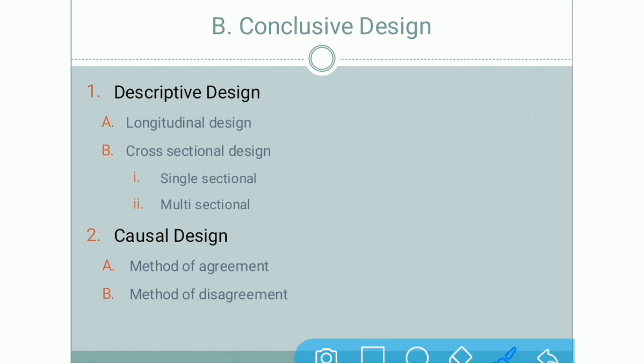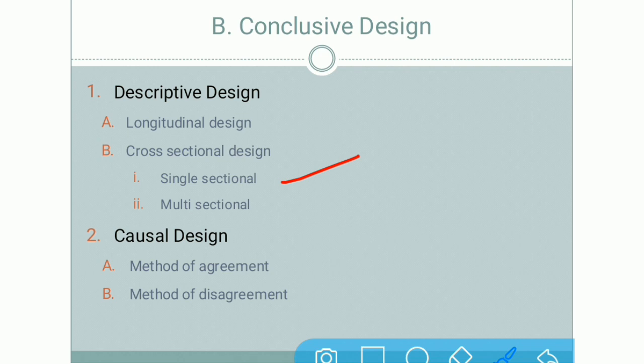The study is conducted once only in both these types of cross-sectional design, but here only one year is taken. Suppose only TY students are taken and only their behavior is checked by you, then it is known as single sectional.